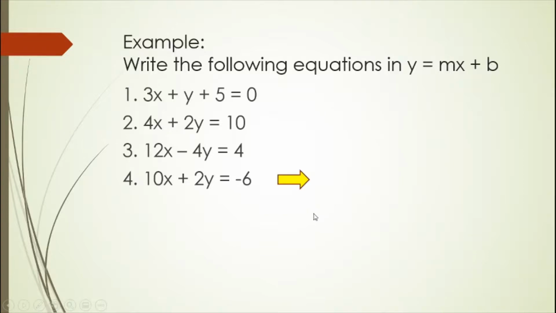Number 4. Bago natin ipakita ang sagot sa number 4, i-pause muna natin ang video pansamantala at subukan natin sagutan ang tanong. Nakuha nyo ba ang sagot? Sige. Isulat na natin ang sagot. Ang sagot ay y equals to negative 5x minus 3. Tama ba ang nakuha nyong sagot? Kung gayon, congratulations.